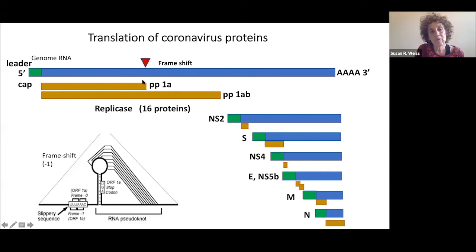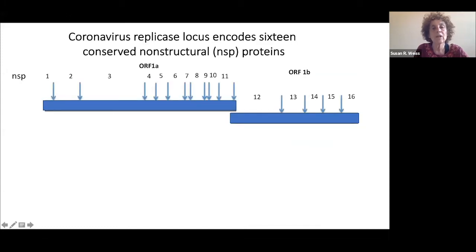And the ratio of these 2, PP1A and PP1A, 1B, is important. If this is altered in some way, the virus becomes highly attenuated. So I always think of this as a possible site for intervention and for attenuation of virus for some kind of antiviral therapy. But I want to talk about these coronavirus replicase proteins in more detail.